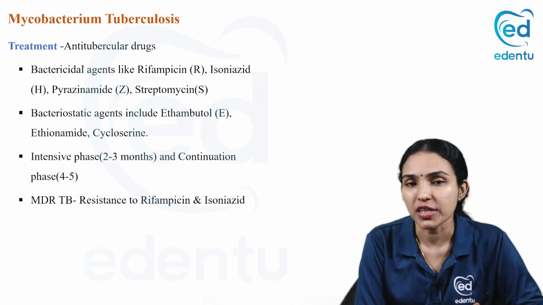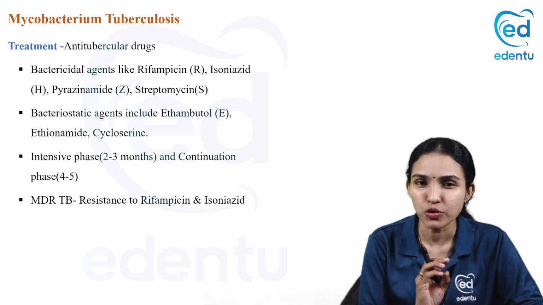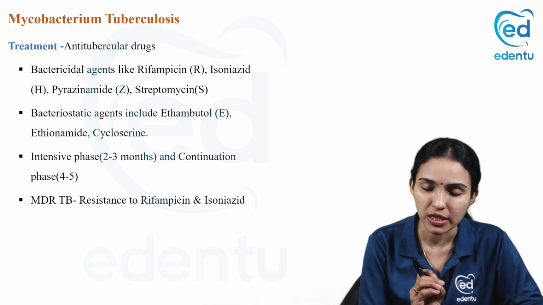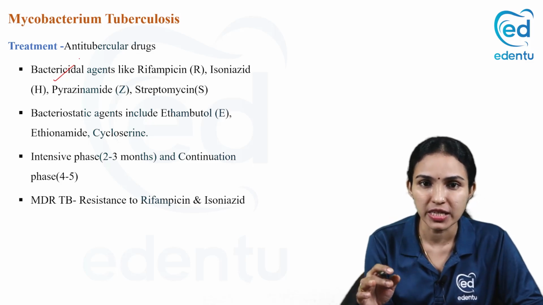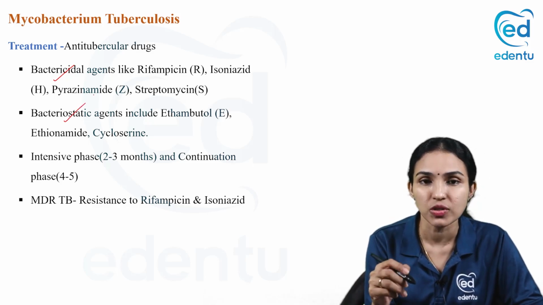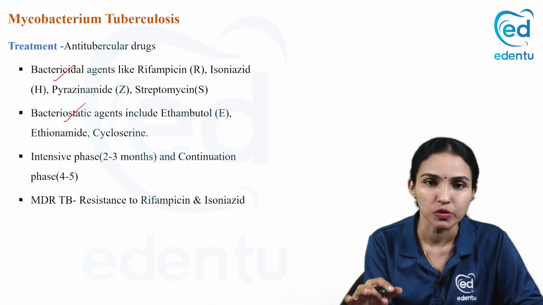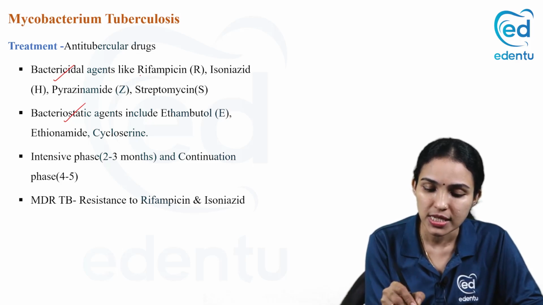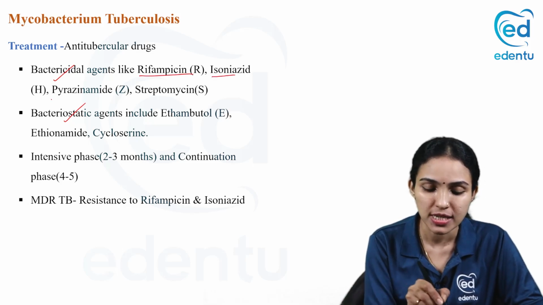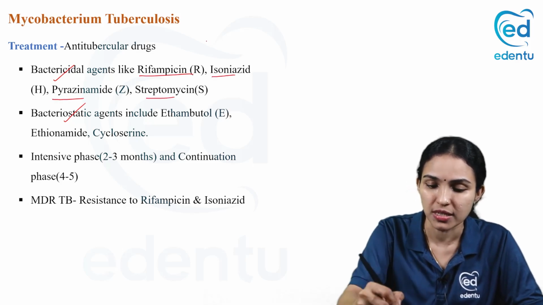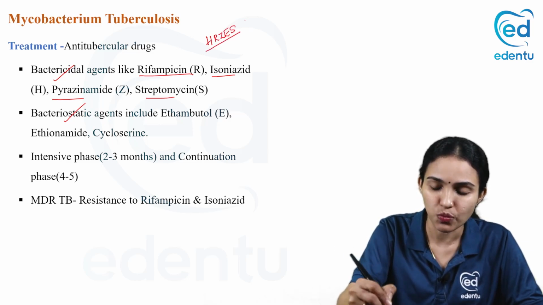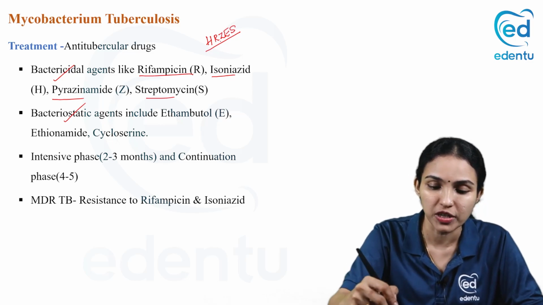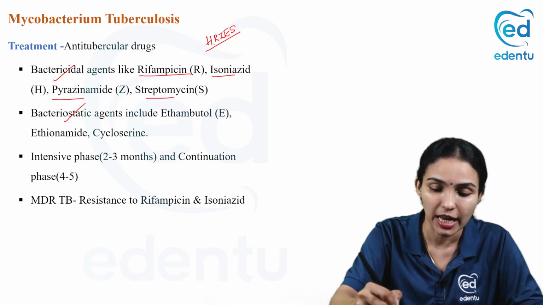Now we are going to see what the anti-tubercular drugs are. You have to know just the names of the anti-tubercular drugs we use. We have bactericidal drugs which will completely destroy the bacteria, and bacteriostatic drugs which will just inhibit the growth of the bacteria. So the cidal drugs are rifampicin, isoniazid, pyrazinamide and streptomycin. We commonly put it under the letters HREZES. That is how you call the different drugs by different alphabets.